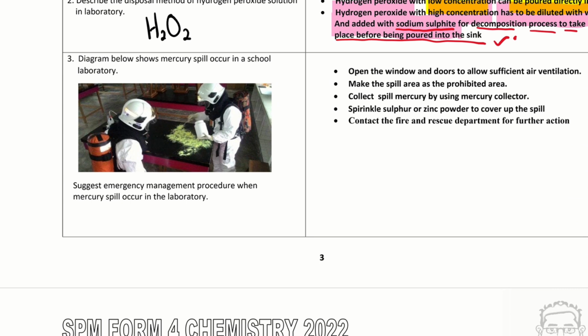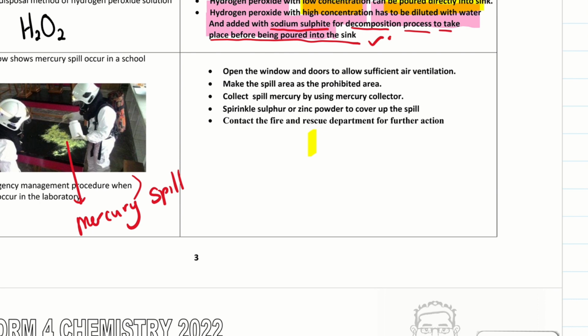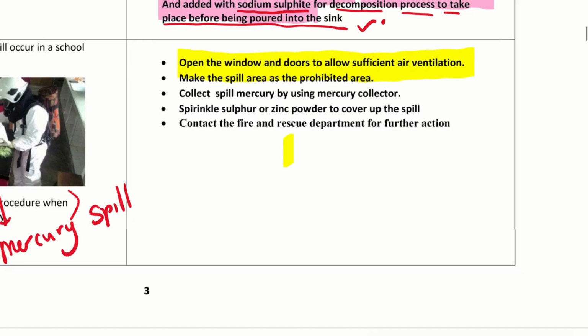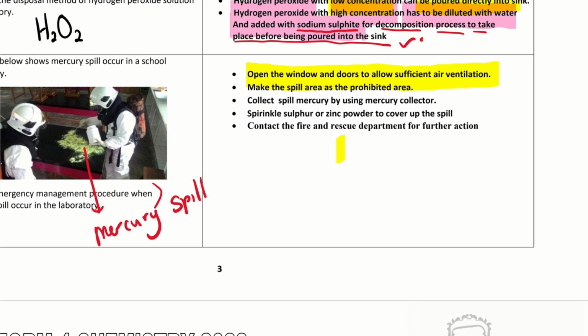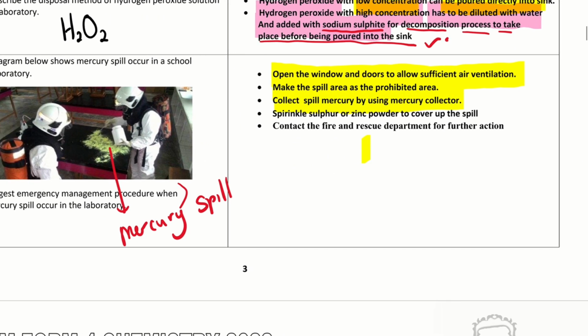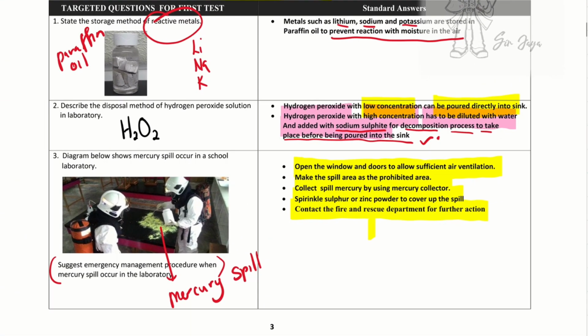Check the diagram given here. So here we have mercury. A mercury spill has occurred, maybe a thermometer broke. Please remember the mercury spill. We need to suggest the management procedure whenever a mercury spill occurs in the laboratory. The answer: we open the windows and door to allow sufficient air ventilation and make the spill area prohibited. Collect the mercury spill using a mercury collector, sprinkle some sulfur or zinc powder to cover up the spill, and contact the fire and rescue department for further action. So these are the things that students must remember for the first chapter.